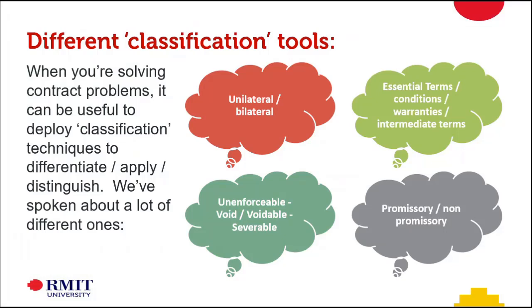Unilateral and bilateral is probably the least interesting of them. Think about the type of term: is it essential? Is it a warranty? Is it intermediate? Think about the enforceability of the clause or the contract itself: unenforceable, void, voidable, severable. And then also the categorisation of statements or representations that are made: which ones are promissory and which ones aren't. Those techniques and that language of classification will help you explain your answer and your thinking and bring you to the next level.